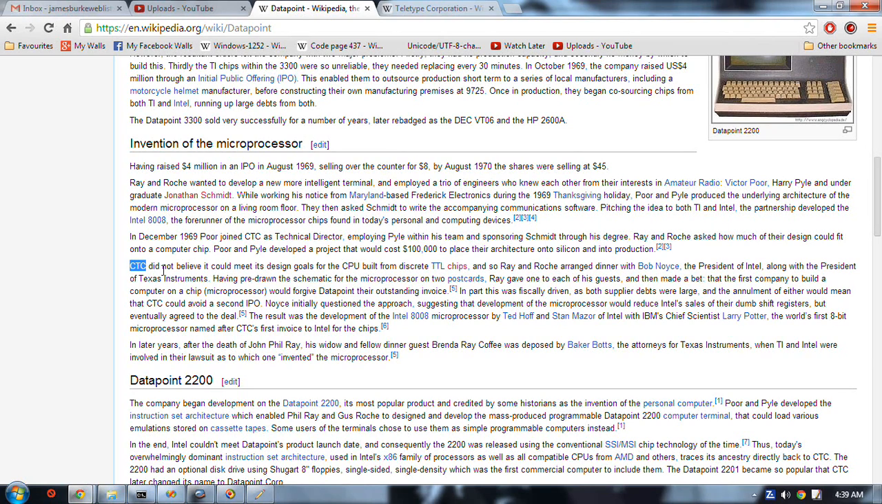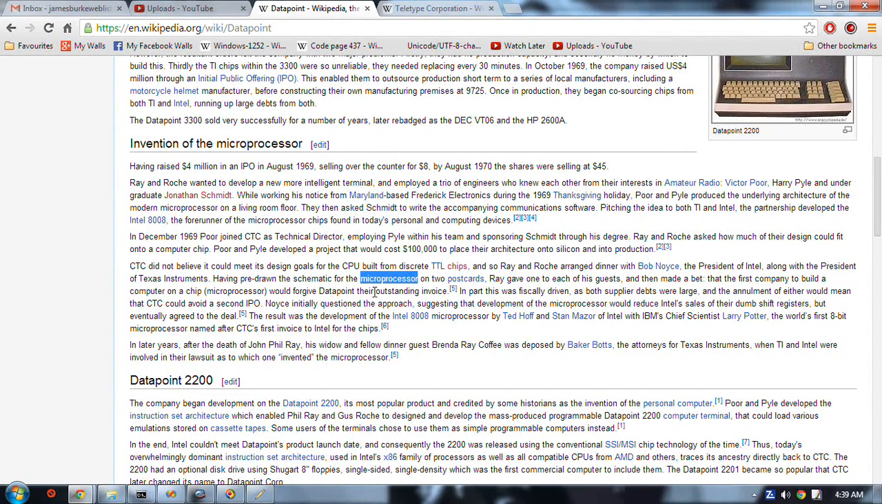CTC was the company they initially started, which was going broke from all of its loans. And Ray and Ross, the two guys, arranged dinner with the president of Intel and the president of Texas Instruments, having pre-drawn the schematic for the microprocessor on two postcards, and gave each one, so one postcard, one processor.